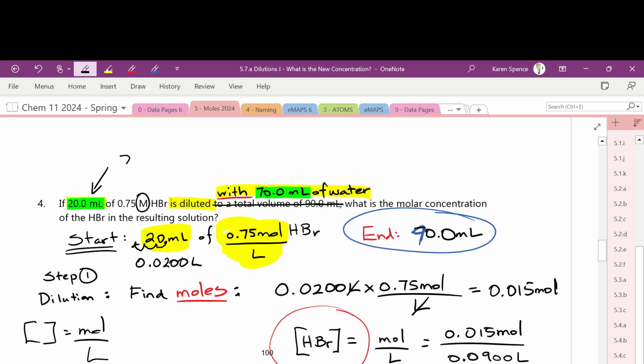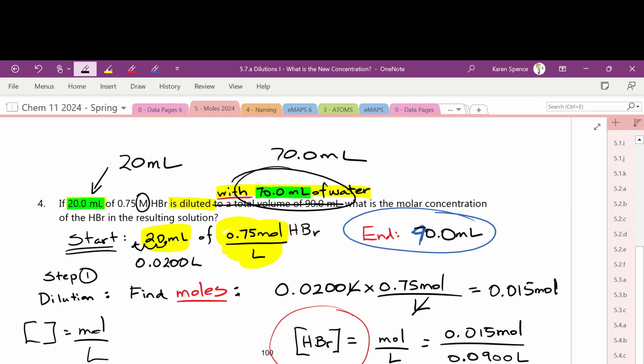I started with 20 milliliters and I added 70 milliliters. Is diluted with 70 milliliters. So I started with 20 and I added another 70 milliliters of water. Yeah? Are we good with that?